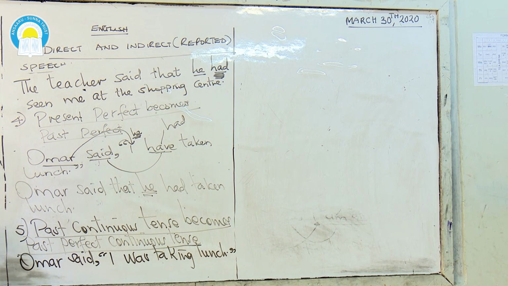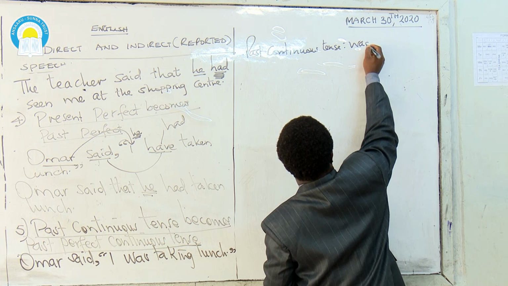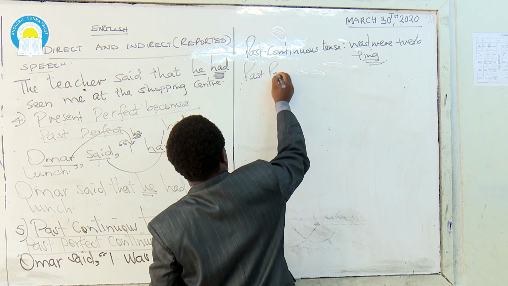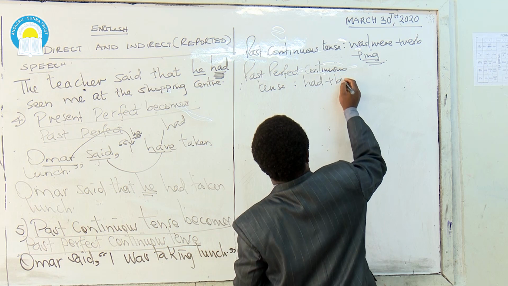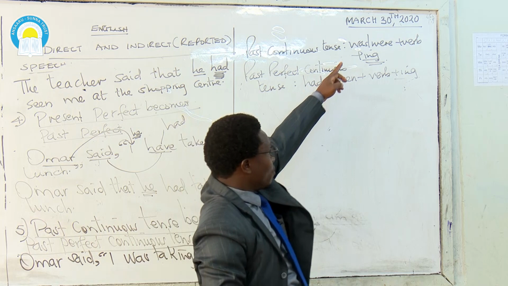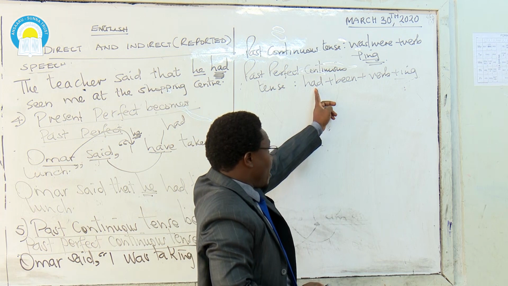As a reminder, under tense, past continuous tense is formed on the pattern was or were plus the main verb plus ing. However, past perfect continuous tense is formed on the pattern had plus been plus verb plus ing. Past continuous tense is was or were plus the main verb followed by ing. Past perfect continuous tense is had plus been plus verb plus ing.